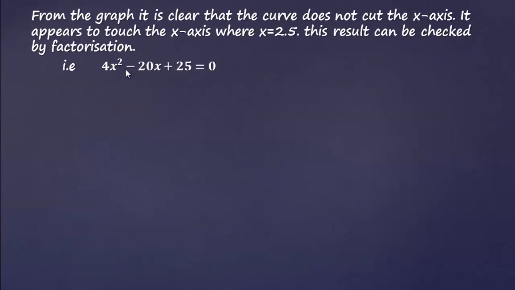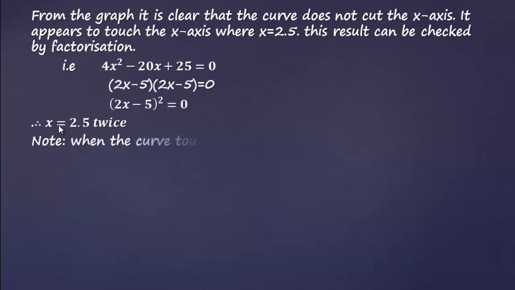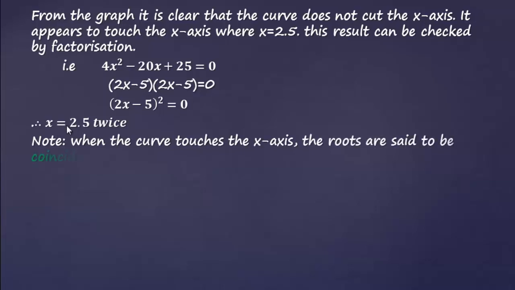From the graph, it is clear that the curve does not cut the x-axis. It appears to touch the x-axis where x equals 2.5. The result can be checked by factorization. If you want to know the answer, you can use the factorization method to calculate, and when you calculate using this, you are going to get x equals 2.5 twice. So that's why it is like that.